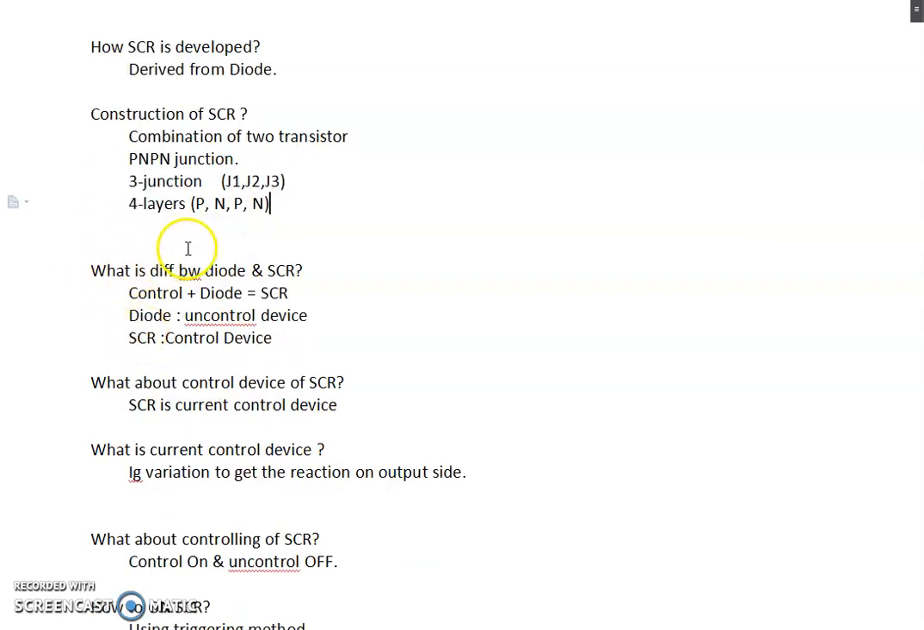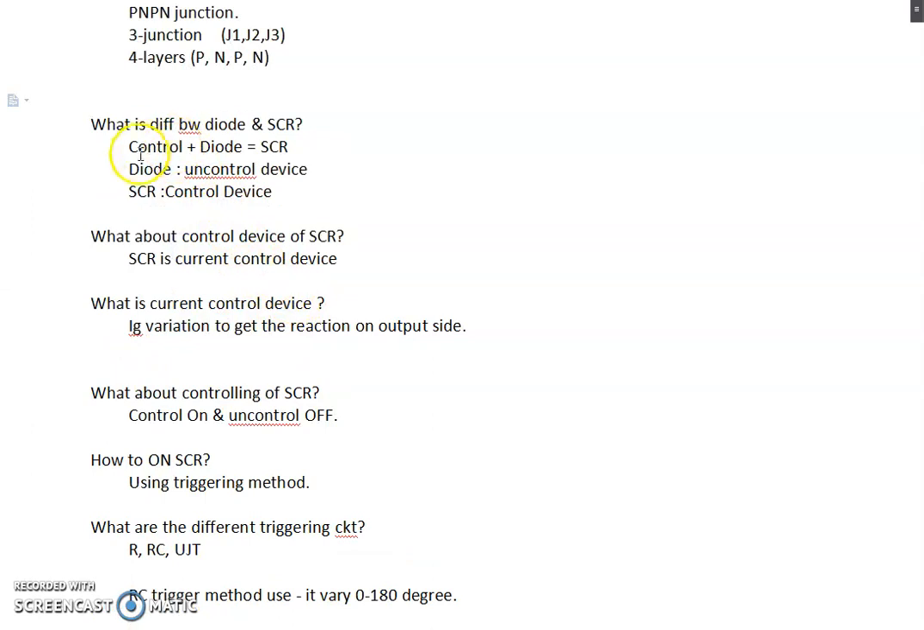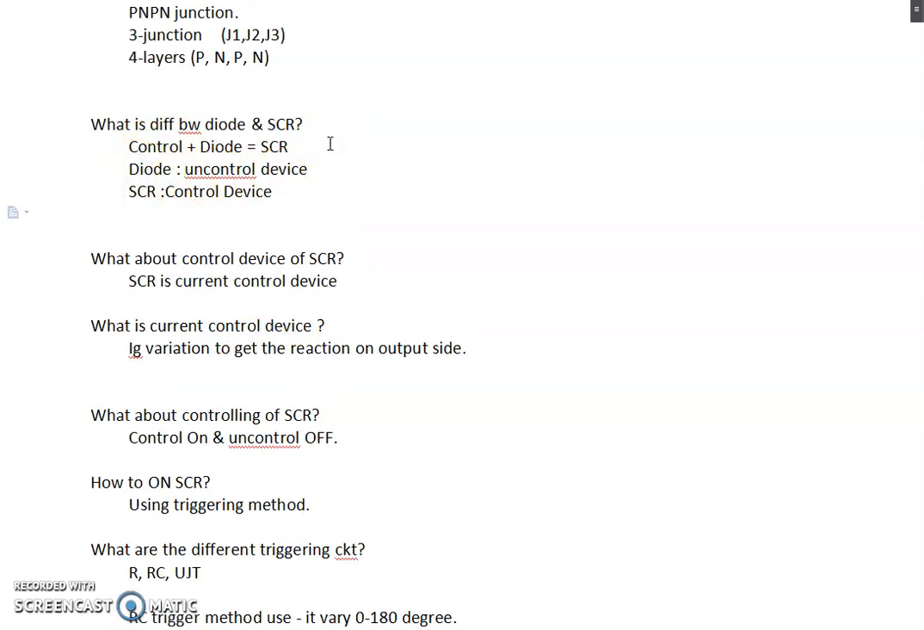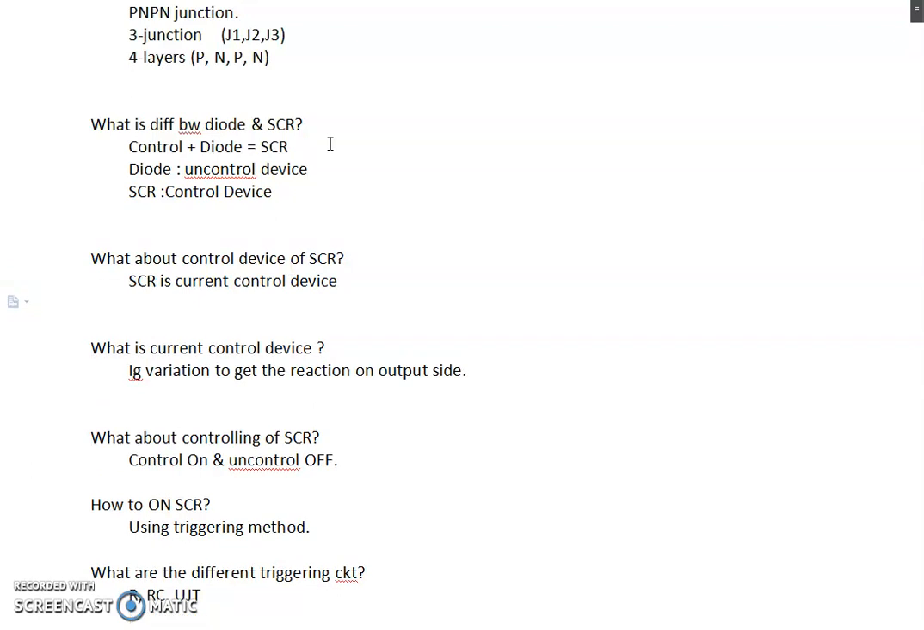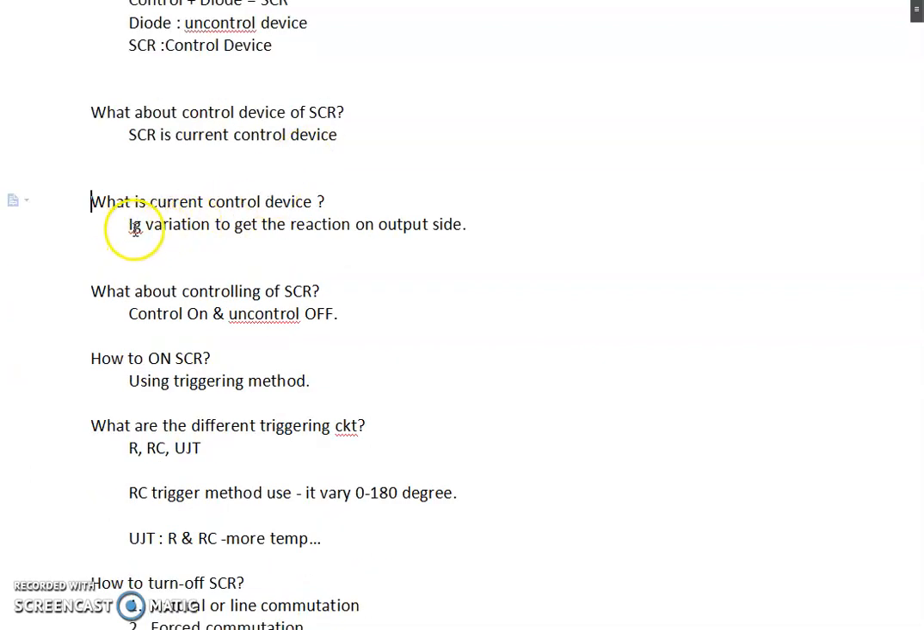Next, what is the difference between a diode and an SCR? A diode is an uncontrolled device. The SCR is a controlled device. The SCR is a current controlled device. What is a current controlled device? Current controlled device means the input is the gate terminal. So the gate is the variation.